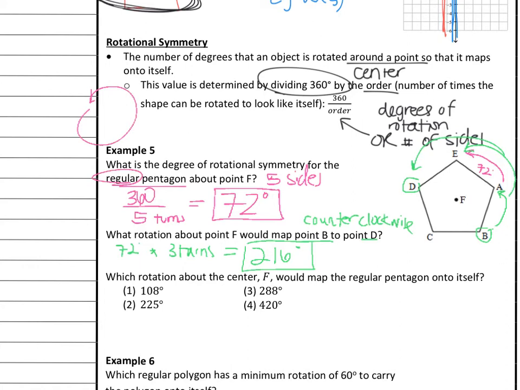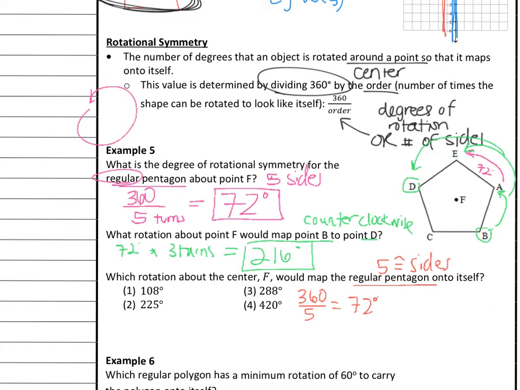Now the next question is actually something that you might see on a Regents exam. It says, which rotation about center F would map the regular pentagon onto itself? So had we not done the first 2 steps, we're going to treat this as if we had not, so that you can see what the process would be if you were starting this problem fresh. So we have a regular pentagon, meaning 5 congruent sides. A full rotation is 360, remember, so we divide and we get 72. Right? You've already done that, but we're pretending you hadn't.